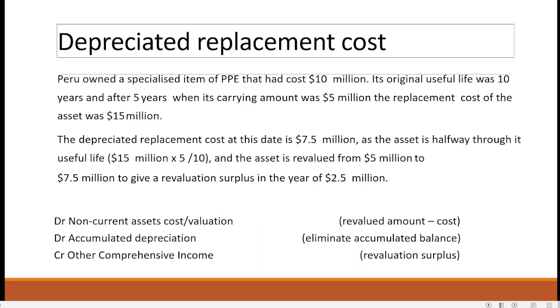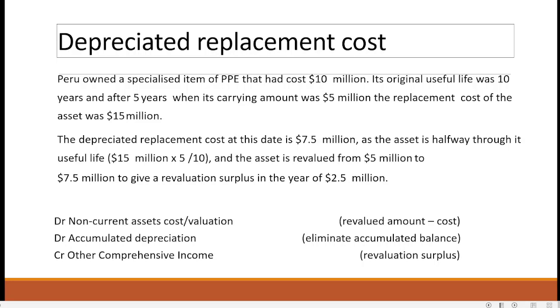The 5 million is the carrying amount of the asset as of today, right? After depreciation, that's the carrying amount. Carrying amount is always the gross value minus the accumulated depreciation over the period of years. So at the moment it is 5 million. The replacement cost of a new asset is 15, but if the asset is already used for 5 years, then it will come to 7.5. So it gives us a revaluation surplus of $2.5 million.